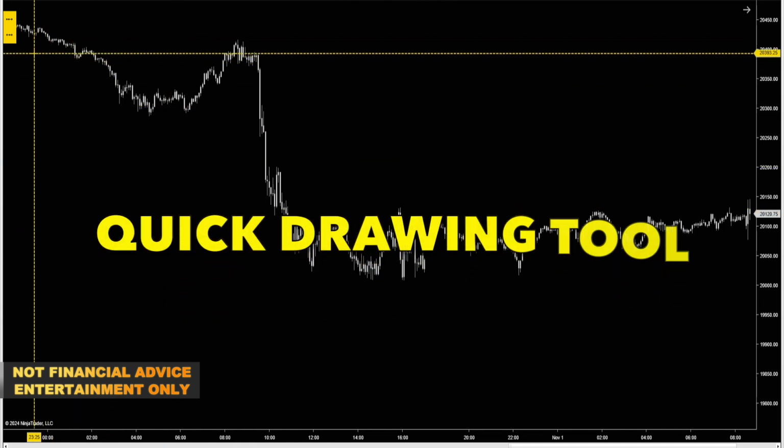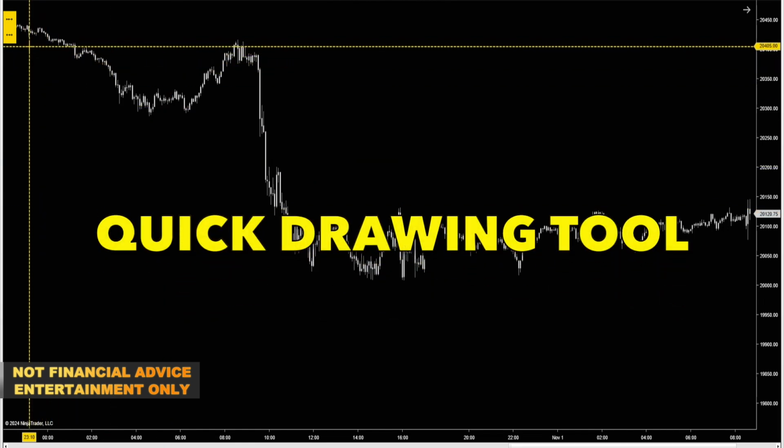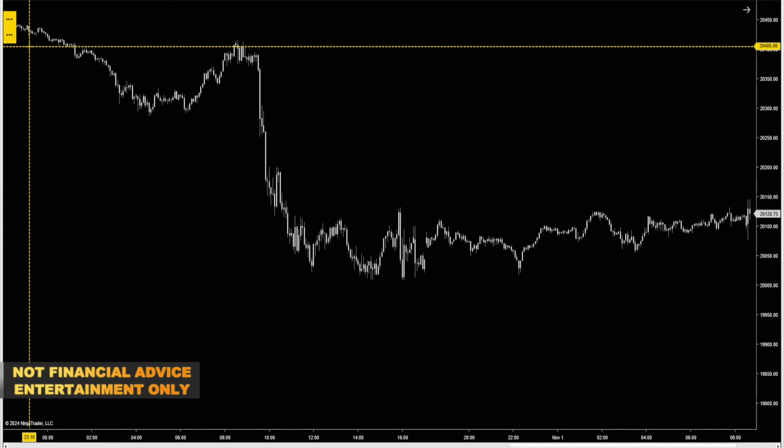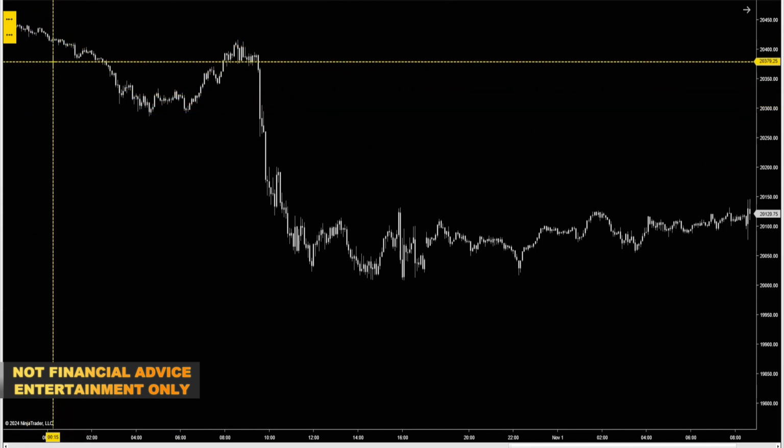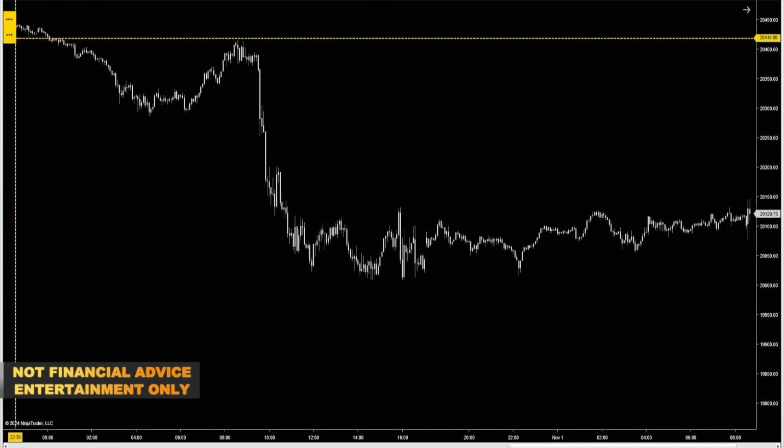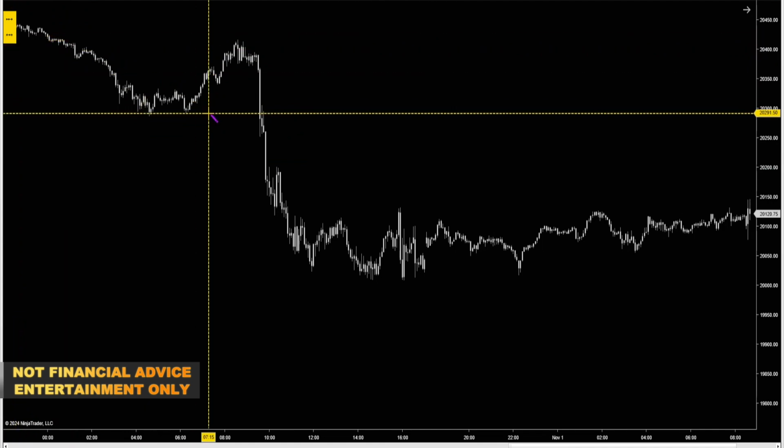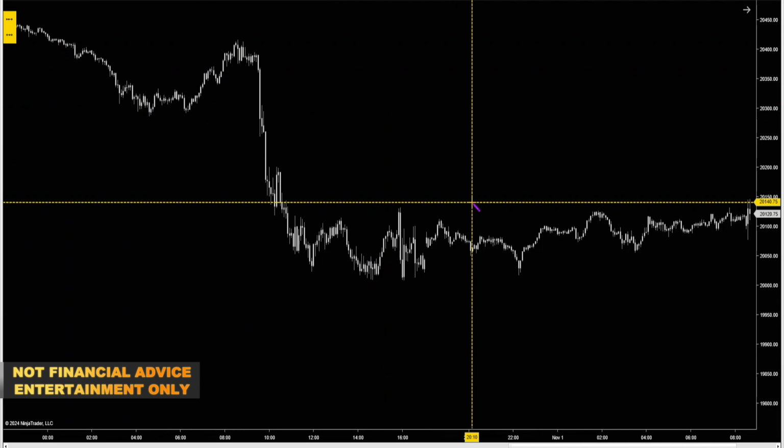I've got my NINZA quick drawing tool up here. It's a free indicator from NINZA. There's a link to NINZA in the description. It allows me to have my favorite chart drawing objects right up in the corner here. So if I just click on the button, now I can draw a horizontal line anywhere on the chart.